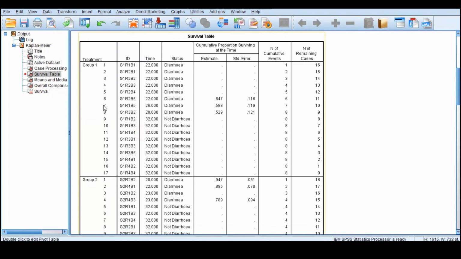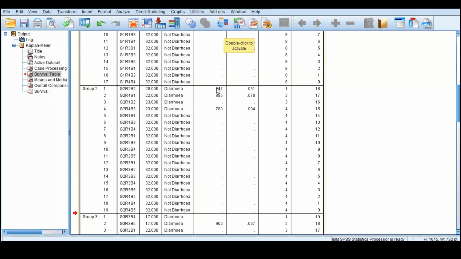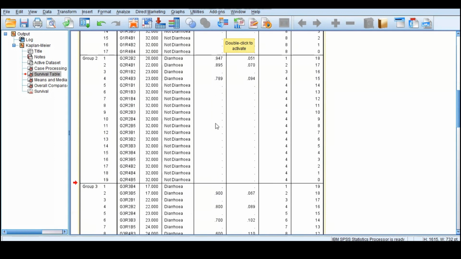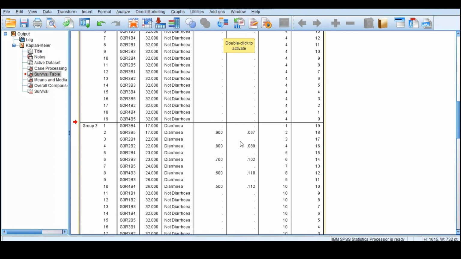The next one was 7 birds. 17 minus 7, that is 10. 10 over 17, you get this. So these are the surviving. How many are remaining? That is how you can get the cumulative proportion. That happens the same way for group 2, and then group 3.